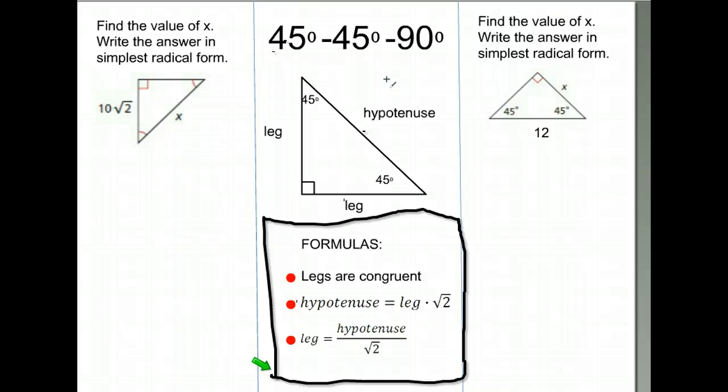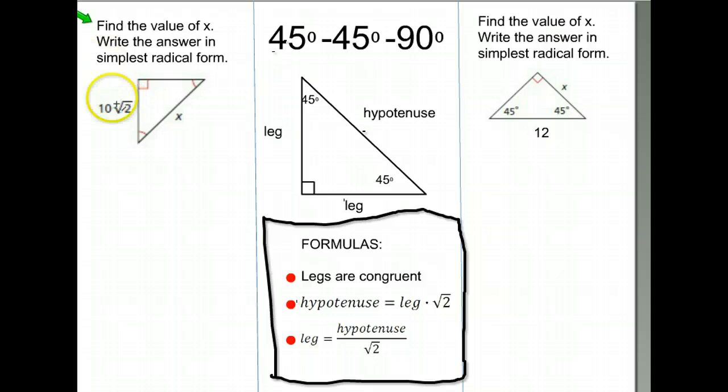Okay, so does this look familiar? Okay, so let's try to solve using these formulas. Let's do the one on the left first. It says find the value of x, write your answer in simplest radical form. And that just means don't use decimals, use the square root symbol in your answer if it's still there.